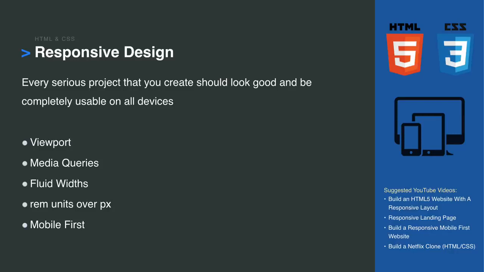You want to use fluid widths. I would say use rem units over pixels, but that's really just preference. I just think when you use rem units, it's more adaptable for different screen sizes. You can also look at mobile first layout, which is basically where you create your layouts mobile first. I mean, you create the smaller version first, and then you add your media queries to adapt to larger screens.